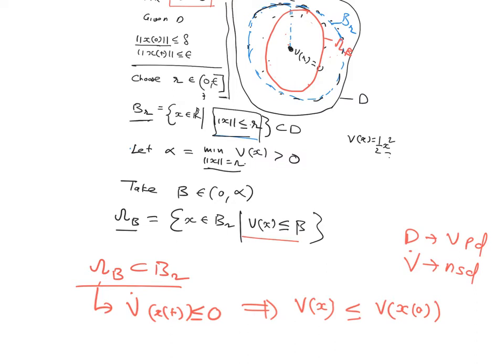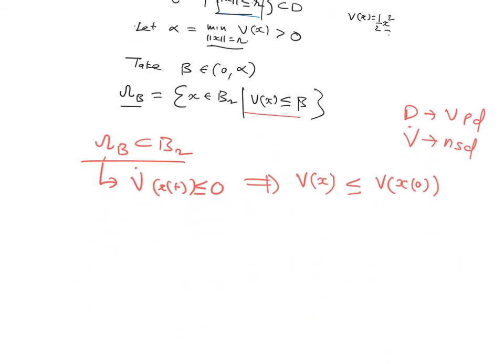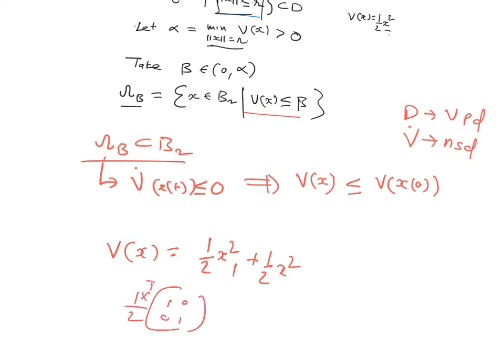Can you explain why the shape is an ellipse? Why the energy curves? That's a constant energy. So if you see the V of x equation, let's say I draw half x1 square plus half x2 square. This is basically, if you see a matrix, it will be half into the 1 0 0 1 matrix multiplied by x transpose x.